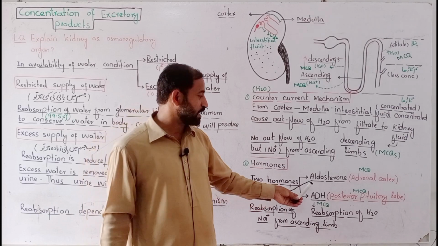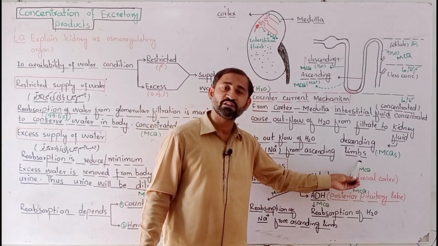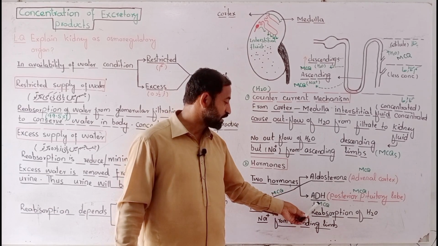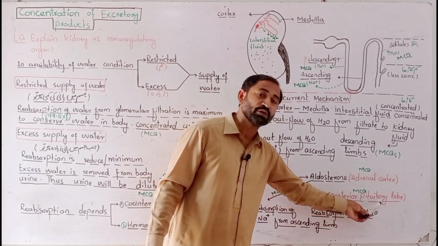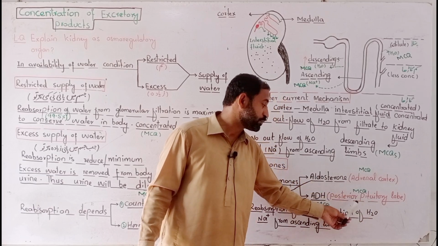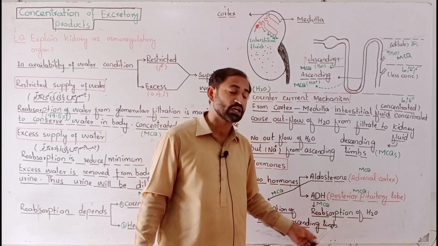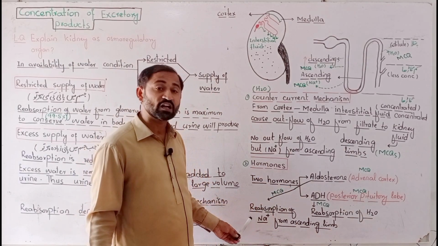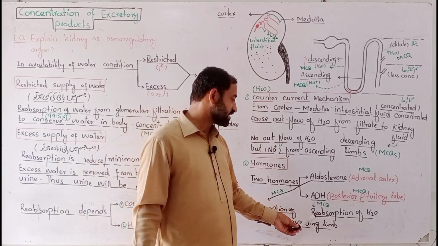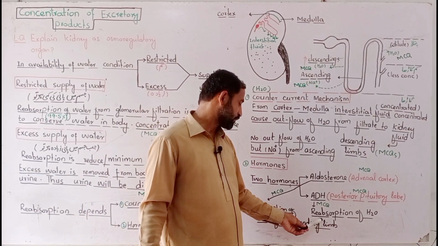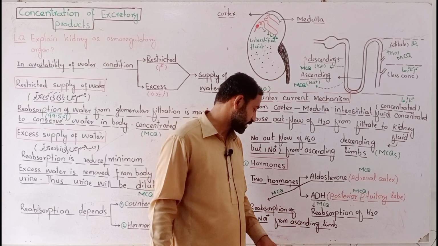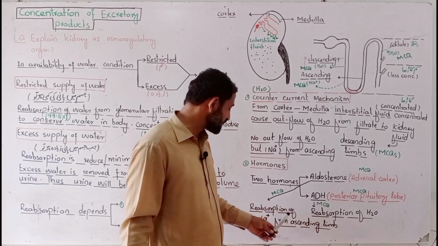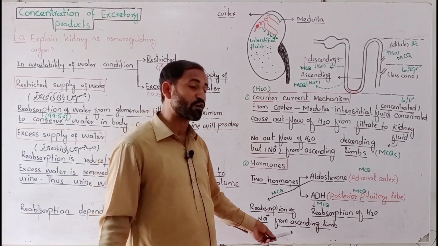So two hormones: aldosterone, from the adrenal cortex, this one is also an MCQ. ADH, antidiuretic hormone, this is also an MCQ, it is produced from the posterior lobe of the pituitary gland. And aldosterone is for reabsorption of sodium ion, it is also an MCQ, whereas ADH is for reabsorption of water. Reabsorption of water is from the descending limb and collecting duct, and reabsorption of sodium is from the ascending limb.